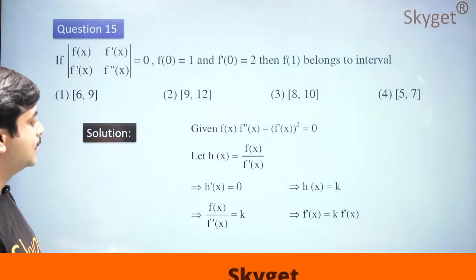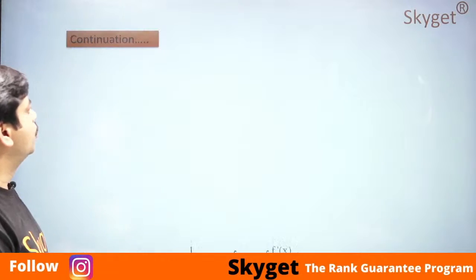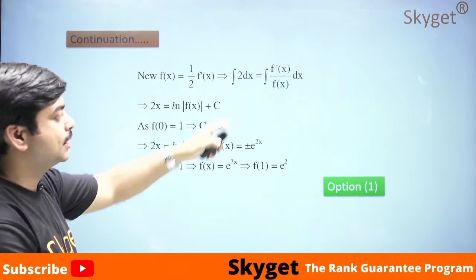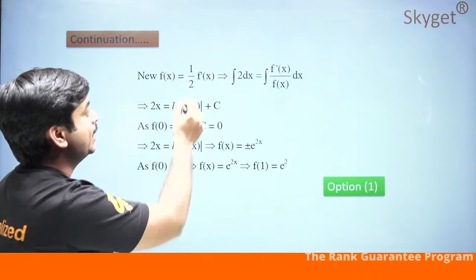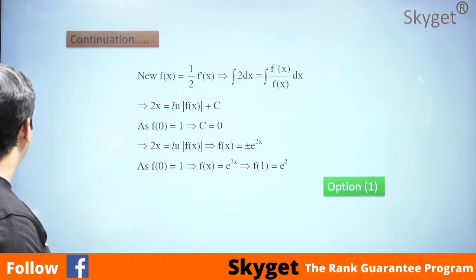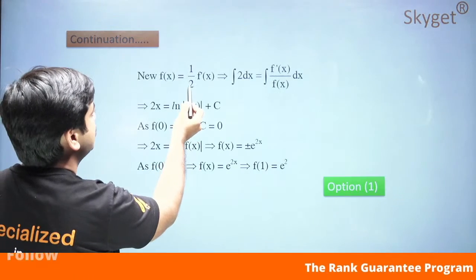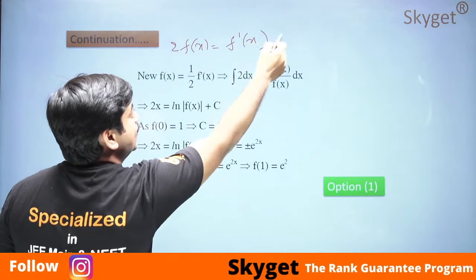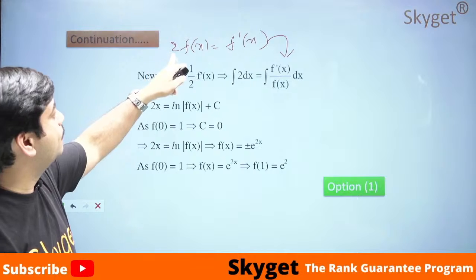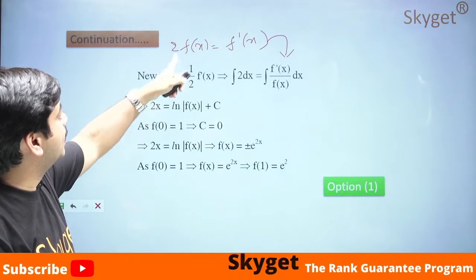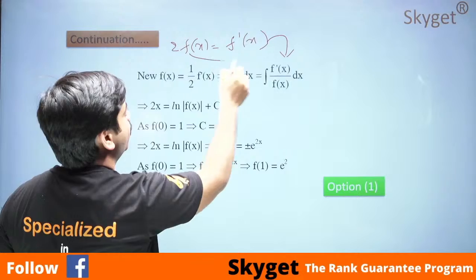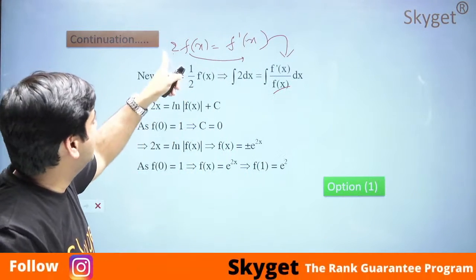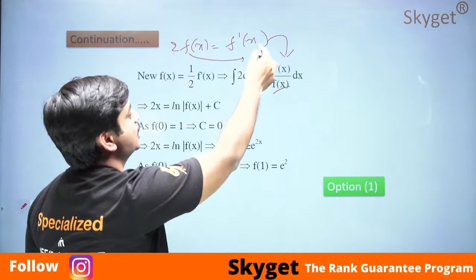So from there we will see. f of x will be k times f dash x, that becomes 1 by 2 into f dash x. Integration of this one, 2 times f of x, if you carefully observe. So 2 times f of x equal to f dash x. You can bring this f of x here, f dash x by f of x, and only 2 is left. Integral 2 dx is equal to integral f dash x by f of x.